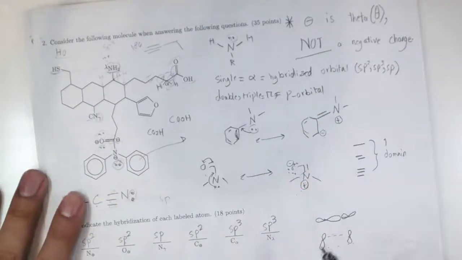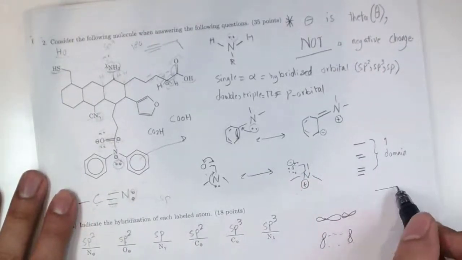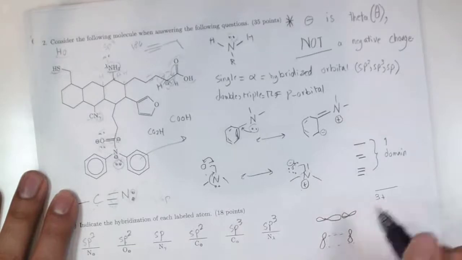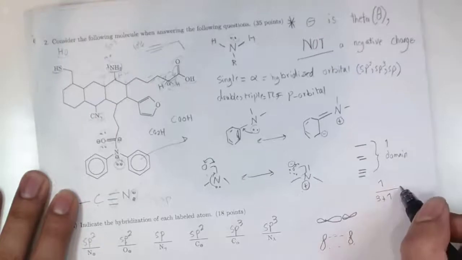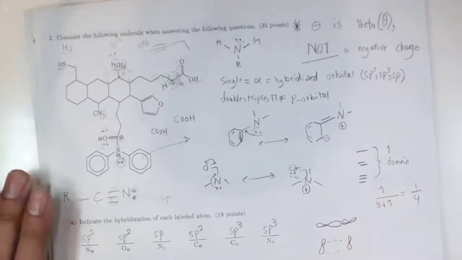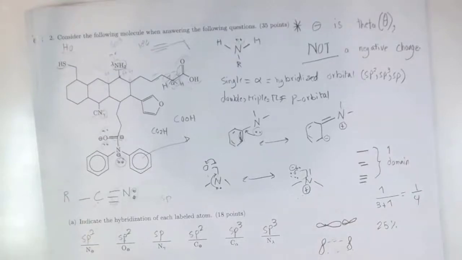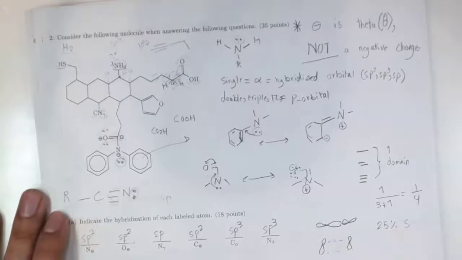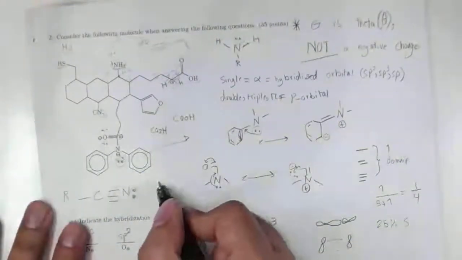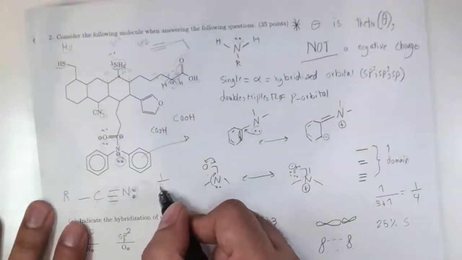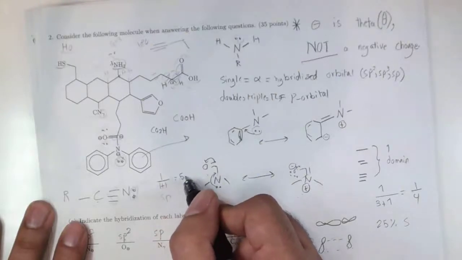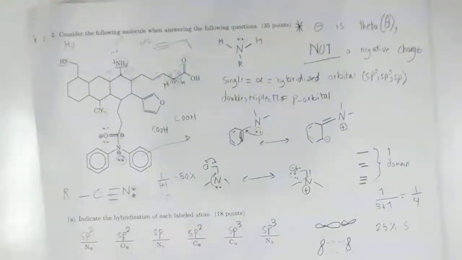So let's say I have sp3. I would have 3 p orbitals and 1 s orbital, so your hybridized orbital is going to have 25% s character. Now what about sp? I only have 1 s and 1 p, so this is going to be 50% s character. Now why am I talking about s character specifically?